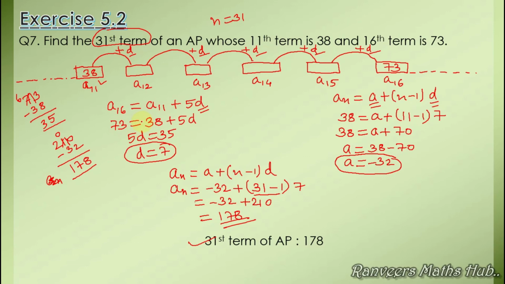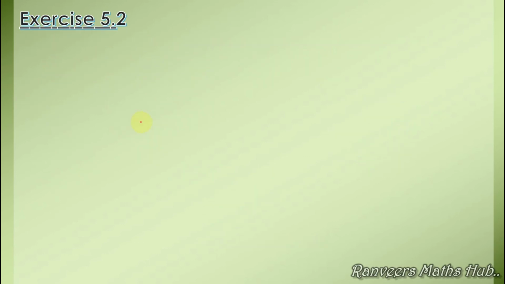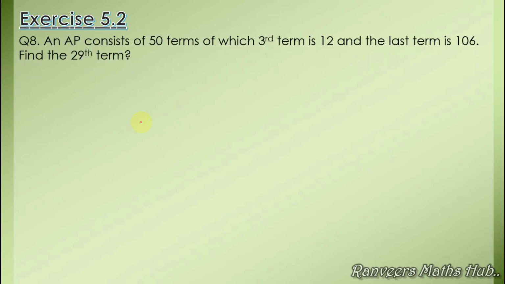Okay, now moving forward to the next question. An arithmetic progression consists of 50 terms, that is, the total number of terms is 50. The value of n is already given: n is equal to 50, of which the third term is 12 and the last term is 106. Find the 29th term.